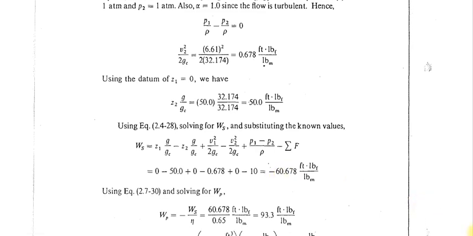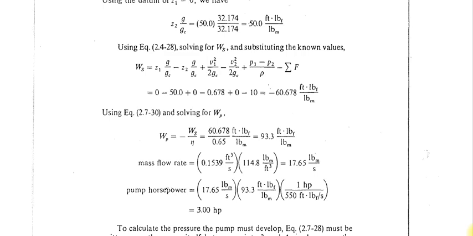Now you have to calculate the requirement of the pump. The efficiency of the pump is 65%. So you just divide this by 65%. So 60.678 divided by 0.65 comes to 93.3 ft lbf per lbm. Now you have to convert it into horsepower. So this is the energy requirement of the pump in the British unit.